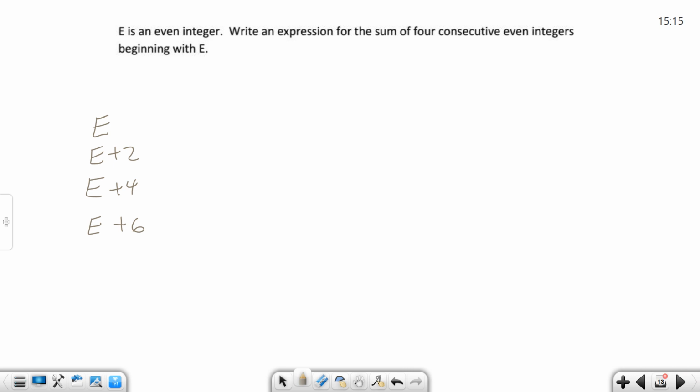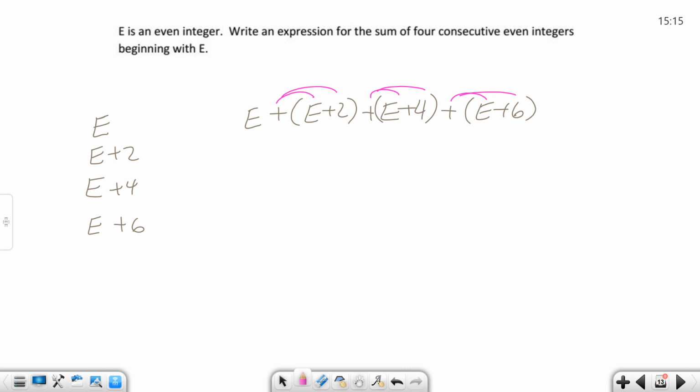So write an expression for the sum of all of these. So what we want to do is we want to say e plus 2 plus e plus 4 plus e plus 6, right? This is my first one, my second one, my third one, and my fourth one, right? So we want to add all those up. So distribute this plus, and this plus, which again, distributing a plus doesn't change anything, right? This is e plus 2 plus e plus 4 plus e plus 6.